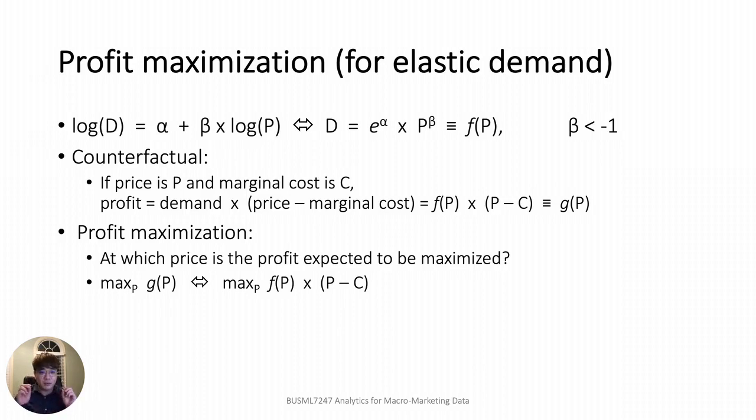After the max symbol, we specify the objective function to be maximized. The maximization problem is with respect to p, so the objective function must be a function of p. We are going to maximize profit, so g of p is the objective function. Now, we know that g of p is given by f of p times p minus c.